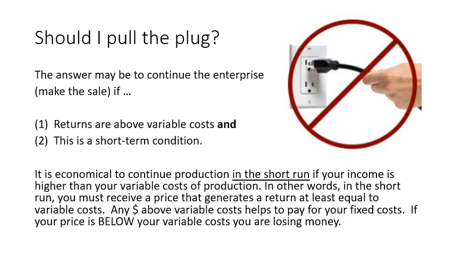So the answer may be to continue the enterprise, so to make the sale, if the revenue you're going to get is above the level of your variable costs, and this is very critical, that this is a short-term condition. So it's economical to continue production in the short run if your income is higher than your variable costs of production, but below your fixed costs of production, because any dollar above your variable costs will help you pay for your fixed costs. Whereas if you don't generate any income, then you have to pay the full amount of your fixed costs. If your price, however, is below your variable costs, you're just flat out losing money, and you should stop.